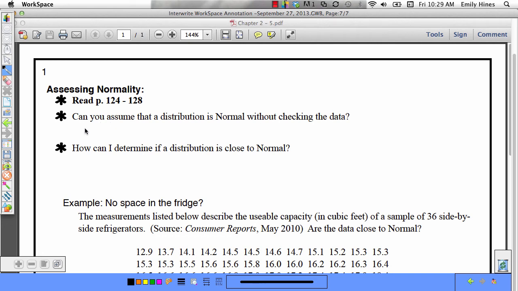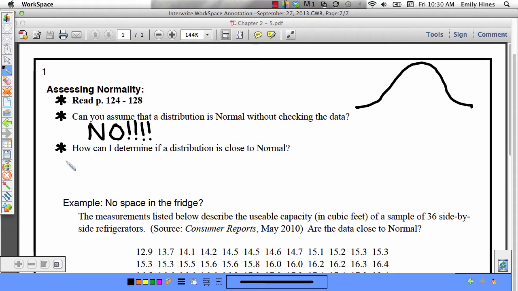So, can we always assume that a distribution is normal without checking the data? The answer to that is always and always will be no. In all capital letters with several exclamation marks, you may not assume that a distribution is normal just because it looks like it's unimodal and symmetric. That does not mean it's normal.